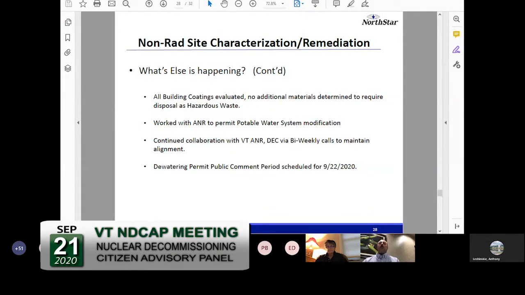We've additionally gone through all the buildings and checked all the coatings. They've all been evaluated. We haven't found any additional materials that we need to dispose of as hazardous waste.